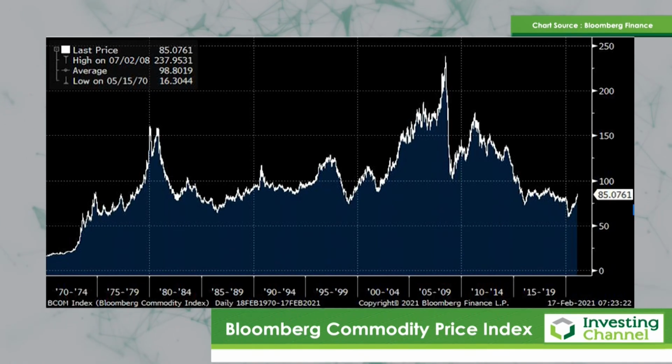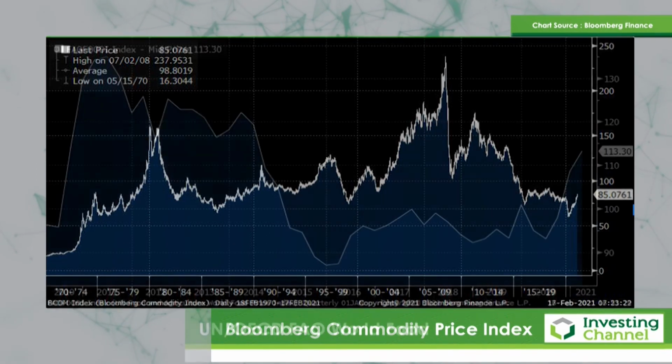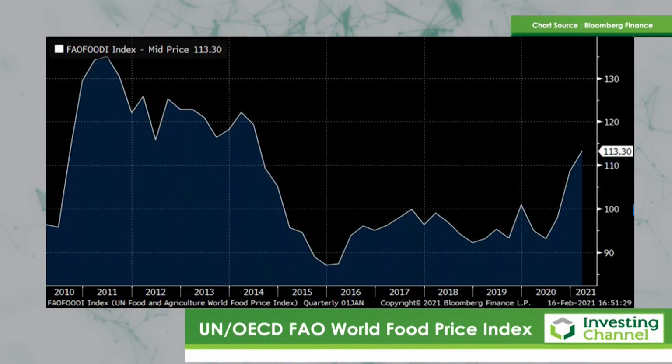What worries me rather more materially is my final chart, which is the UN FAO OECD Food Price Index, which, as one can see, is starting to rise very, very sharply. And this could create a lot of problems if we're going to start to see problems with food prices for people basically where unemployment levels are starting to rise and indeed wages are not.